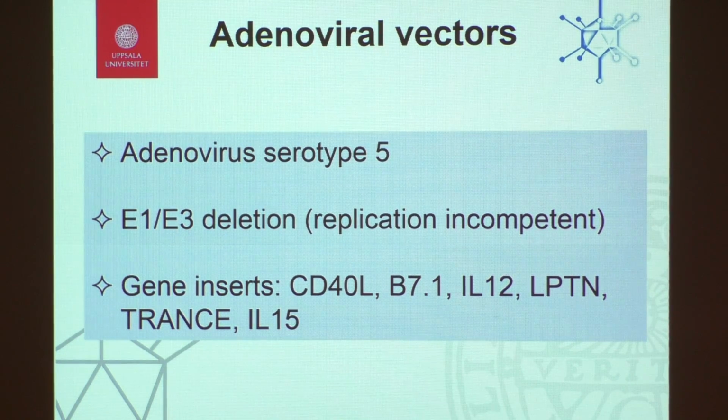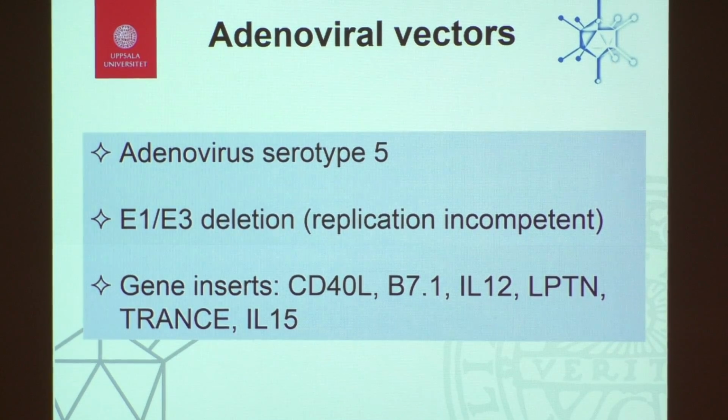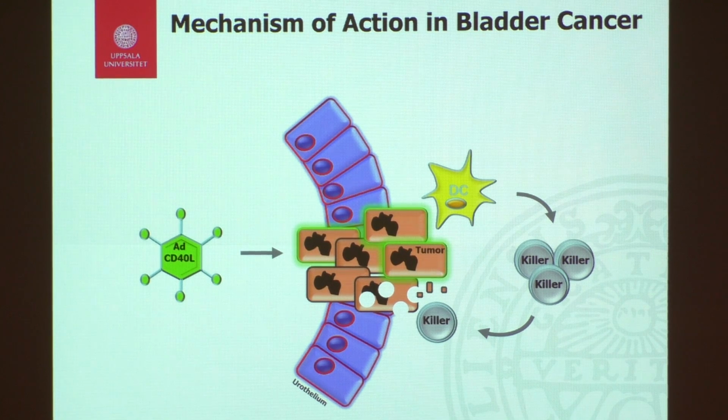So I have been working with adenoviral vectors for quite some time, and first we have worked with an adenovirus serotype 5 and it's replication incompetent through an E1, E3 deletion. And we have tried a lot of different gene inserts, and I will show you some of the data from those. We started working with bladder cancer, urinary bladder cancer, and the aim here is then to make the virus with the different transgenes come into the tumor and make the tumor produce immunostimulatory molecules. So the tumor cells themselves can activate dendritic cells that in turn activates T cells or NK cells to kill the tumor.